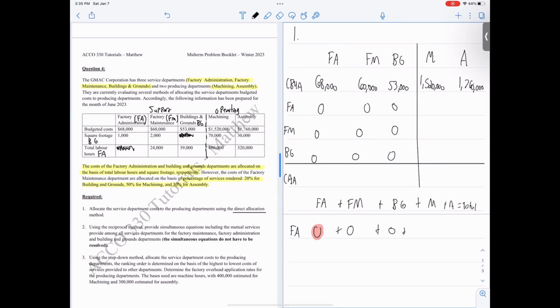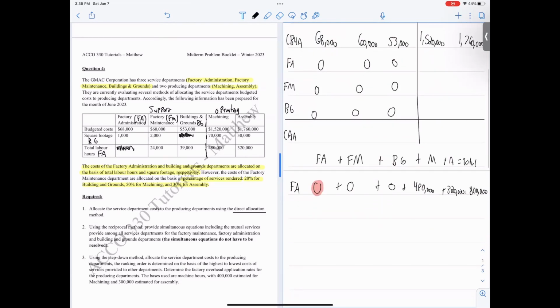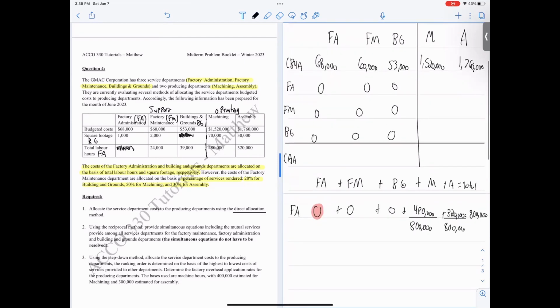Okay. So factory admin provides 480,000 hours to machining, 320,000 hours to assembly. That gives us a total of, let me check my solution here, 800,000. And that's our allocation. Okay, now in terms of our proportions, our proportion for machining is 480 over the total of 800,000. Then for assembly, 320 over 800,000. Okay, so I'm not going to bother simplifying that proportion, guys. Like I said, my answer is on Excel. So I'm going to show you guys how we're going to calculate it though.